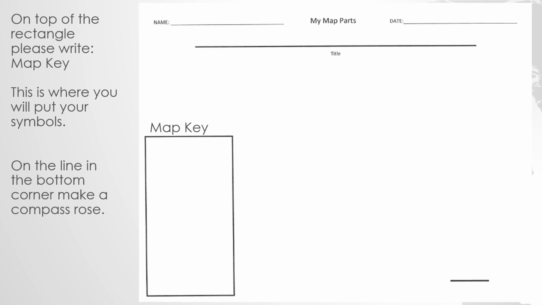On the line in the bottom corner, make a compass rose. We're going to do a simplified compass rose. So I'm going to draw one for you as well. First, I make my north and south line and put south on the bottom, S, and north on the top, N. Can you do that too? Now I'll make my east and west line. East, west. There you go. That's all it takes to make a compass rose on your map.